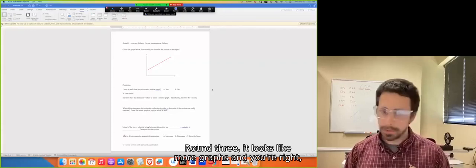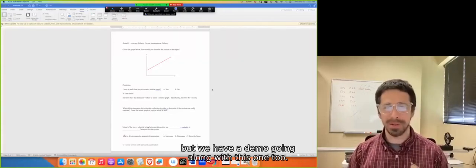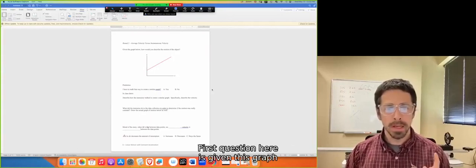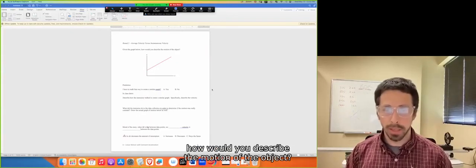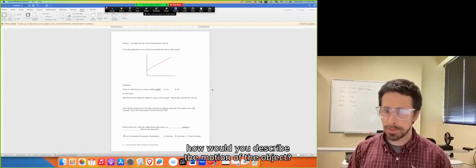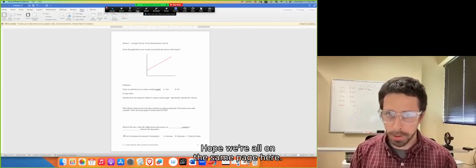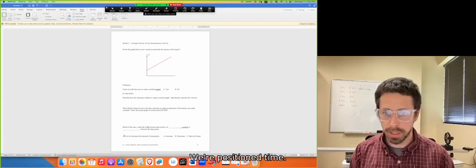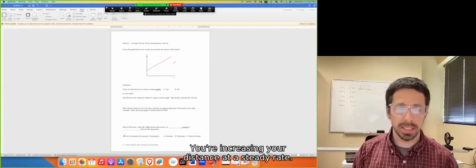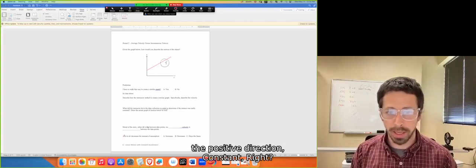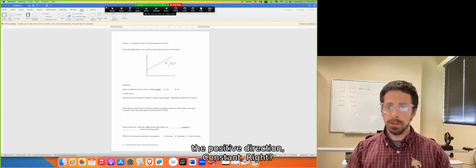Round 3. It looks like more graphs, and you're right, but we have a demo going along with this one too. First question here is, given this position-time graph below, how would you describe the motion of the object? I hope we're all on the same page here: position versus time, you're increasing your distance at a steady rate, so this thing is moving in the positive direction at constant velocity, right?